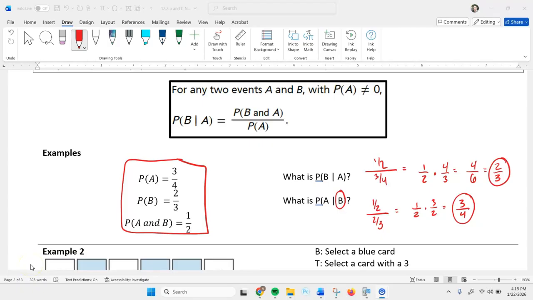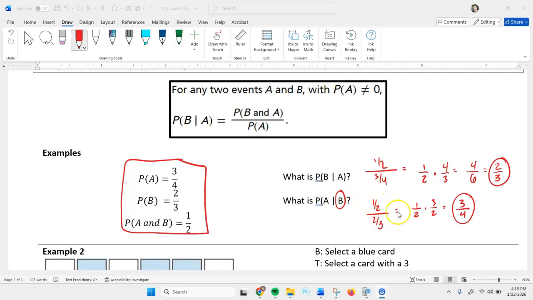Did you get 3/4? If you did, good job. If you didn't get that or had a hard time with it, just remember again, what you're given always goes in the denominator. So the probability of event B goes in the denominator. So looking over here, we see that's 2/3. The intersection of A and B happening at the same time is what goes in the numerator. So that'd be 1/2 again.